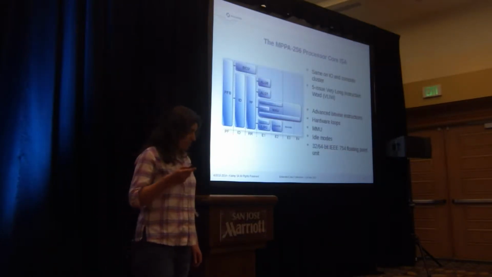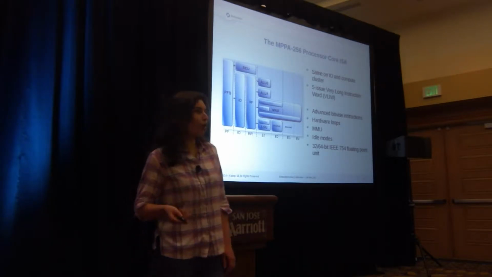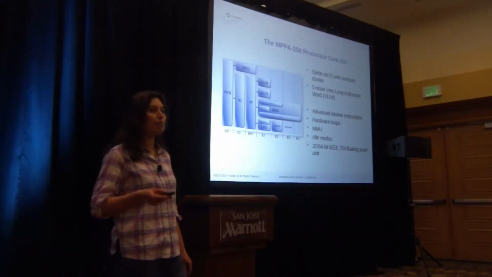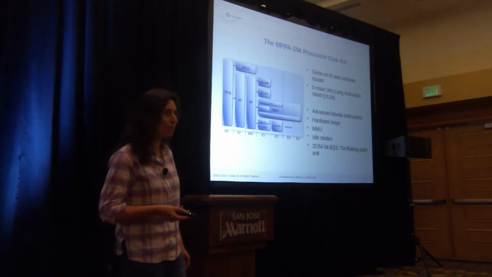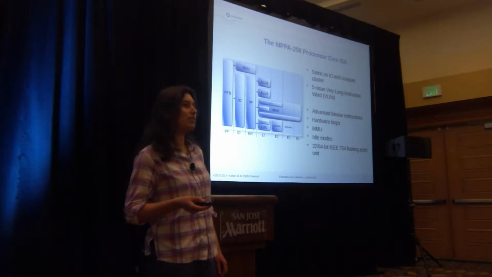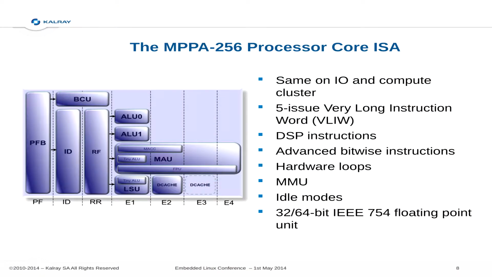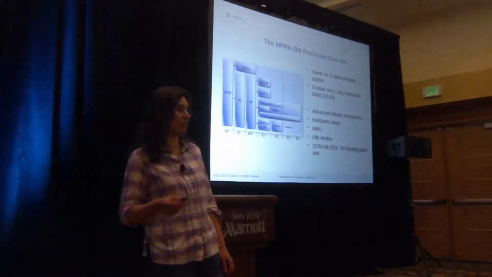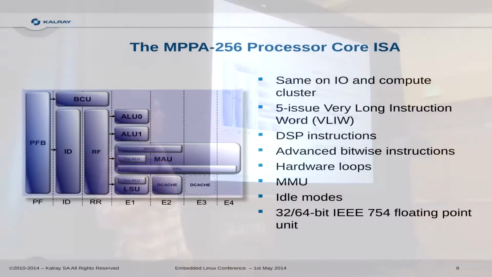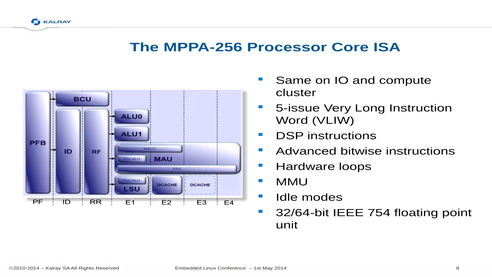And then each core of this processor uses the same instruction set. It's a very long instruction word. Just to explain it shortly, it means that it can run up to 5 instructions in one cycle. It has some interesting instructions, like a bitwise logic unit that can do AND and other operations quite effectively, and many other things. It has hardware loops without branch penalty. Every single core has an MMU. It has idle mode and a floating point unit.